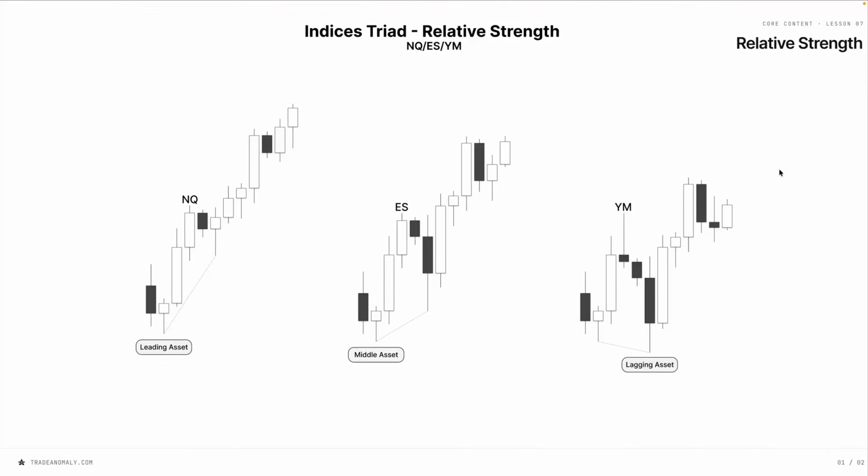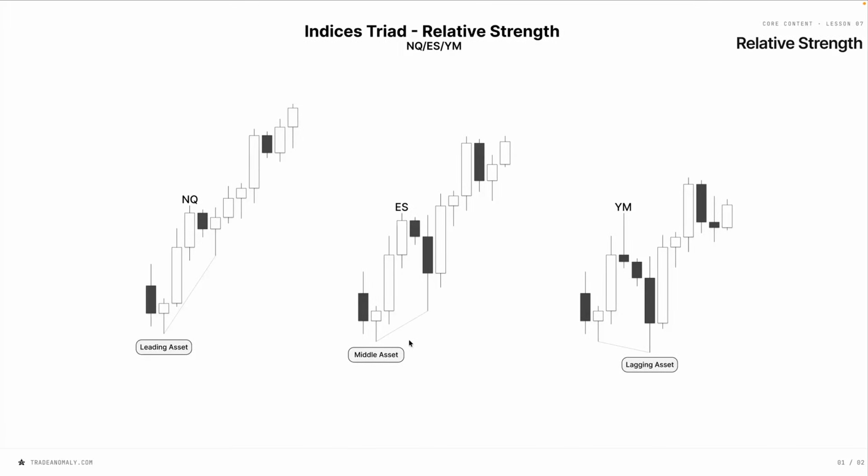So now we're going to cover relative strength with the indices triad. This is really the only triad we can do this with, and it's very important you understand this. So it's pretty simple. When NQ is the leading asset, in this example, we're bullish, right? When it's the leading asset, ES will almost always be the middle asset in any scenario.